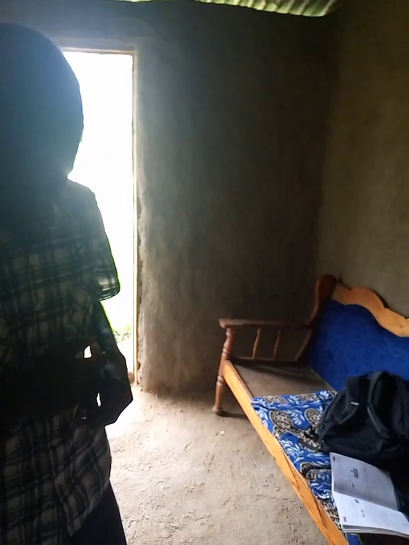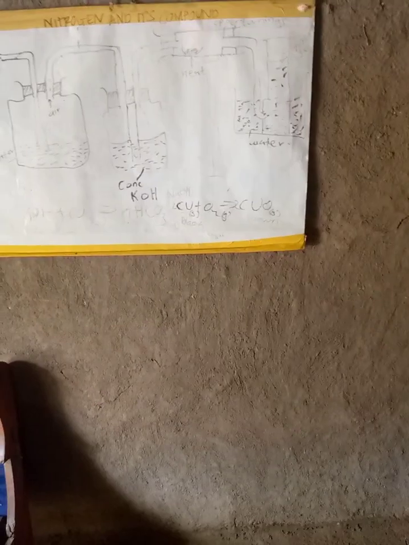Now let us look at some of the uses of nitrogen. One use of nitrogen is in the manufacture of ammonia in the Haber process. Another use is as a refrigerant, for example in storage of semen for artificial insemination.